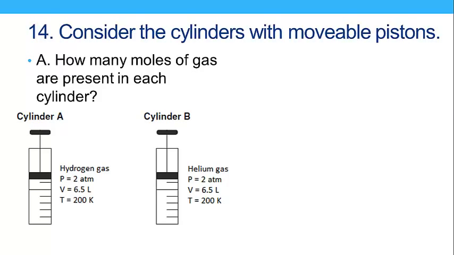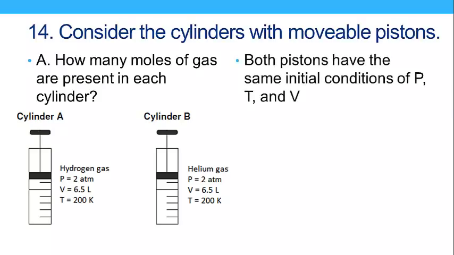Consider the cylinders with movable pistons. So we have cylinder A with hydrogen gas and cylinder B with helium gas. How many moles of gas are present in each cylinder? Both pistons have the same conditions of pressure, temperature, and volume.